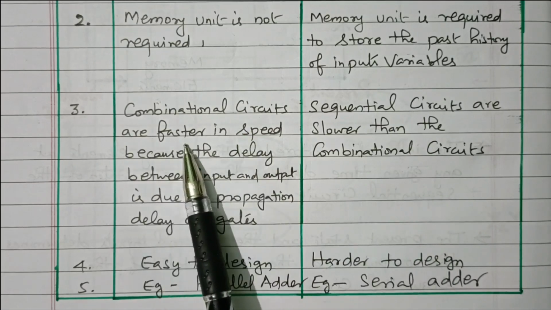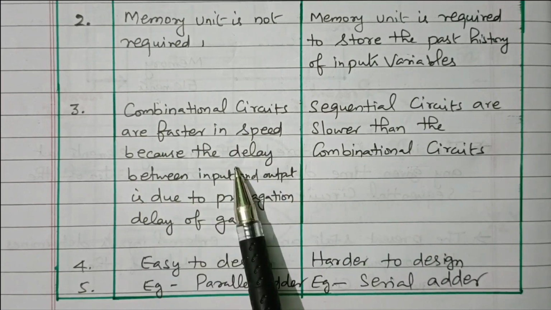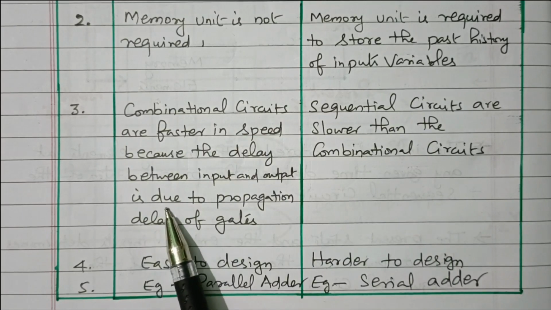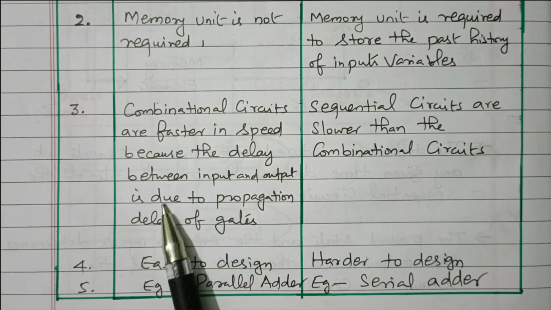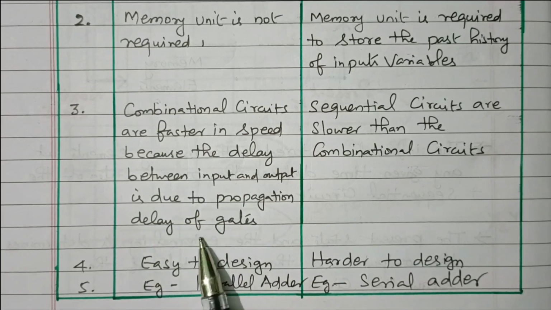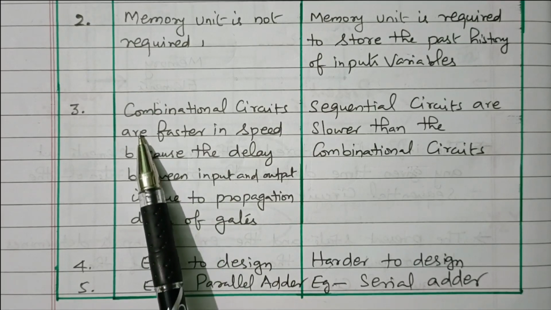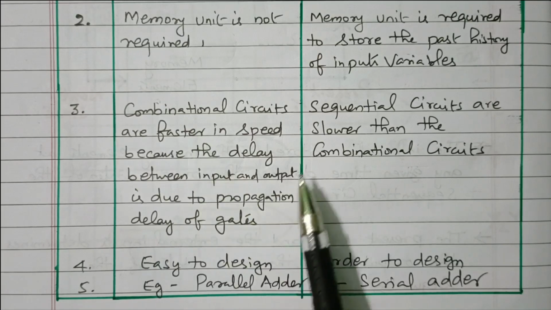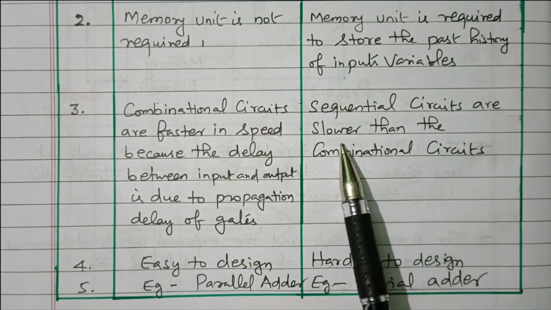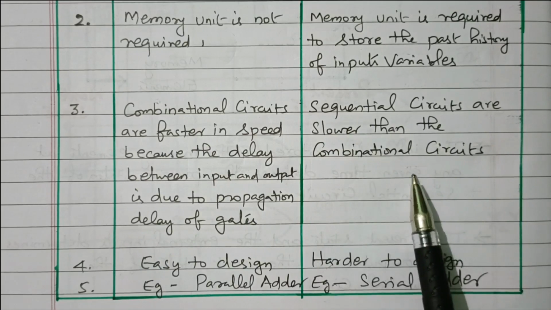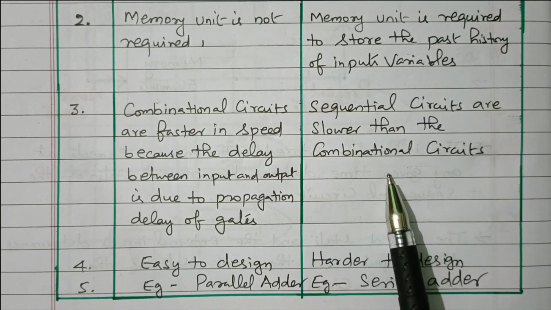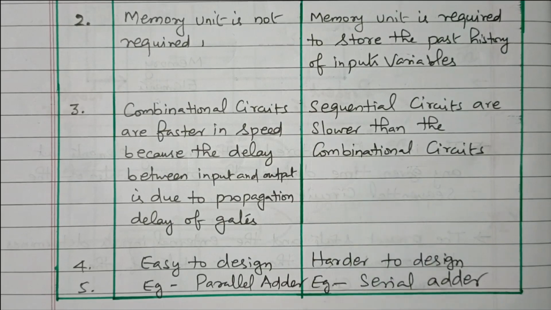Combinational circuits are faster in speed because the delay between the input and output is only the propagation delay of the gates. Only propagation delays will be there. When the input is given, it immediately gives the output. But sequential circuits are slower than combinational circuits because they should verify the earlier output, so they are slower.